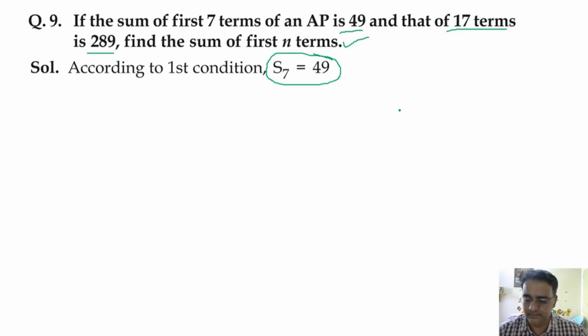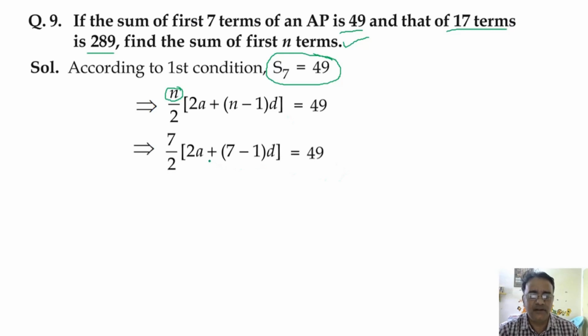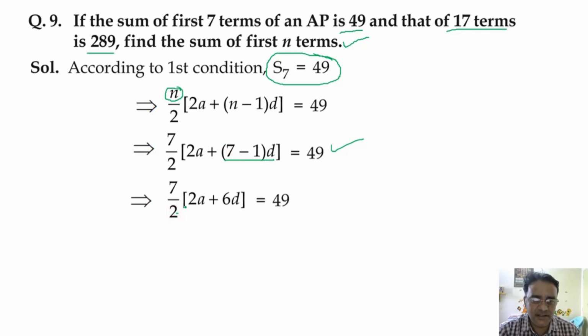Sir, n by 2 into 2a plus n minus 1 into d. Very good. Okay. So if you use this formula, it will become 7 by 2 into 2a plus 7 minus 1 into d, or 6d. Okay. This step is clear, all of you? This will become 6d. Now you can divide this by 2, both splitting.